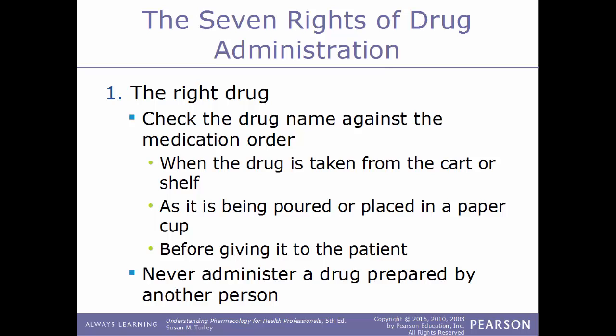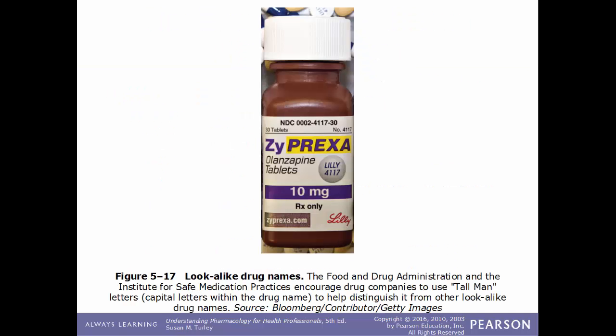And never administer a drug prepared by another person. No matter how much you trust them, if you don't prepare it, you shouldn't be giving it to someone else. Because if you do, then you are liable for what happens after that point. Alright, in this image we have an example of Zyprexa. And one of the ways to help distinguish between look-alike drug names is by putting capital letters within the word itself.